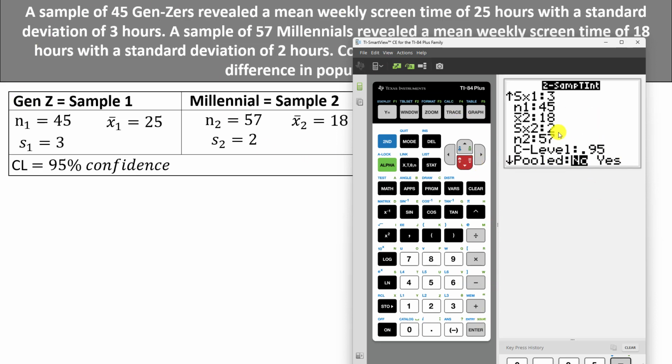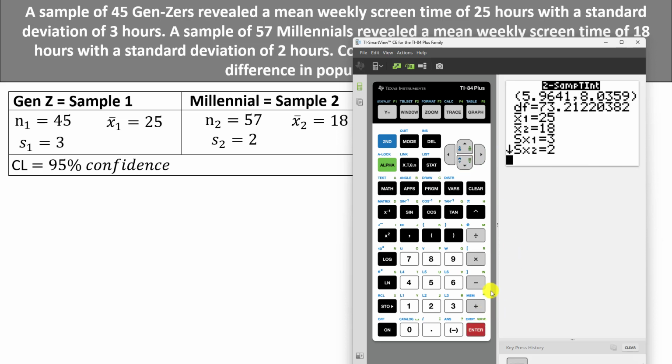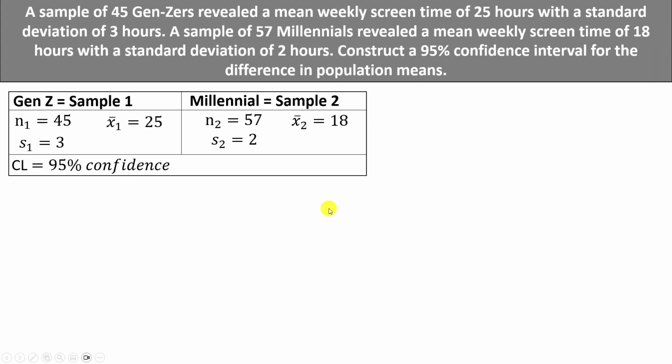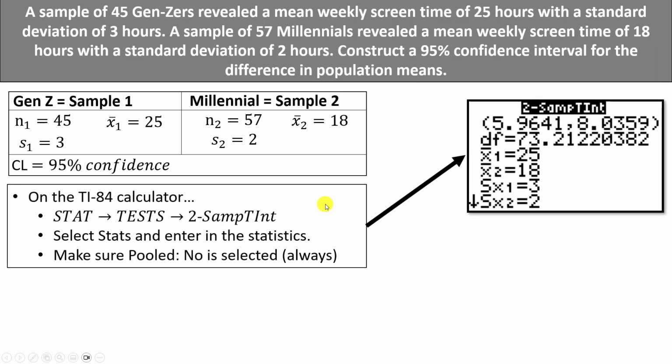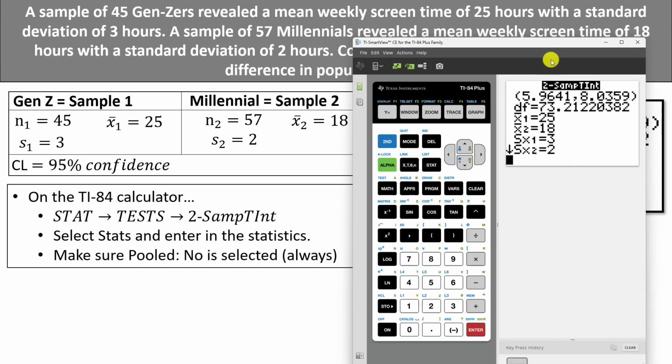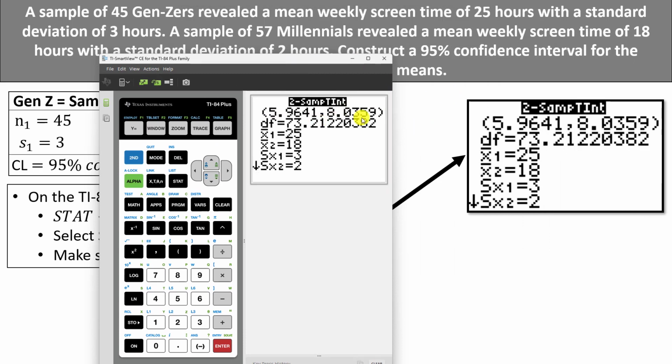So always choose no. It's a little bit more conservative to choose that option, and that's the one that we're always going to do in this class. And if you press enter, you will get the result here, and the confidence interval is the very first output. Here's the lower bound, 5.9641, and the upper bound is 8.0359. So here I am showing some of the steps, as well as the output, which is the same output that we are seeing here.